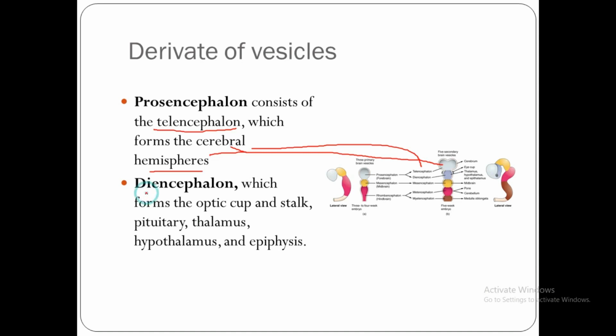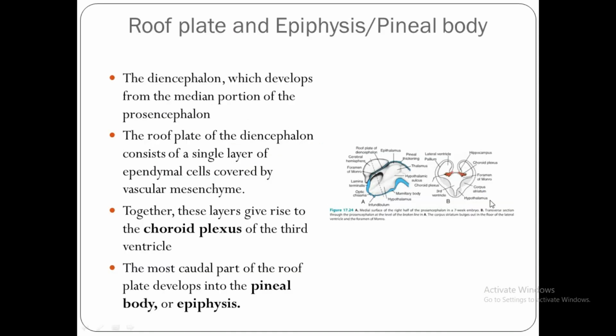And diencephalon is the midline portion of the prosencephalon, from where the optic cup, pituitary stalk, thalamus, hypothalamus, and epiphysis are going to be developed. And the other part, as you see, the metencephalon and myelencephalon: the metencephalon will be converted into pons and cerebellum, and myelencephalon will be converted into medulla oblongata.